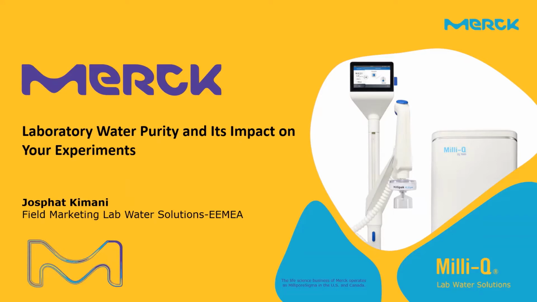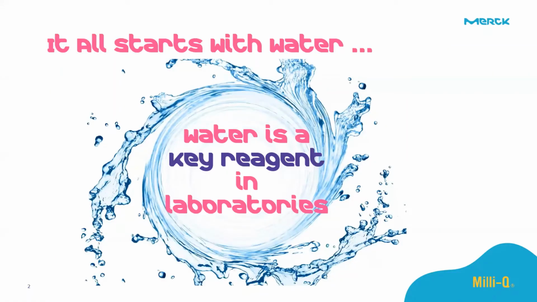So to avoid all those negative impacts on your experiments, the very first step that you need to take is to have a good quality water purification system. This will allow you to always have consistently high quality water on hand, because this is really of paramount importance to make sure that you obtain accurate and reliable results. So mainly when it comes to laboratory activities, it all starts with water.